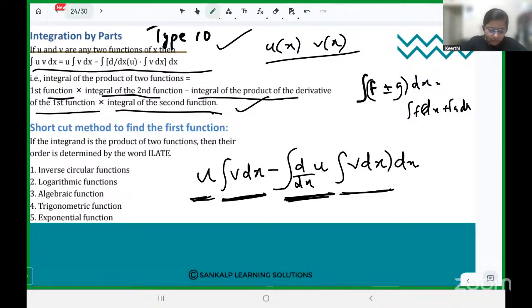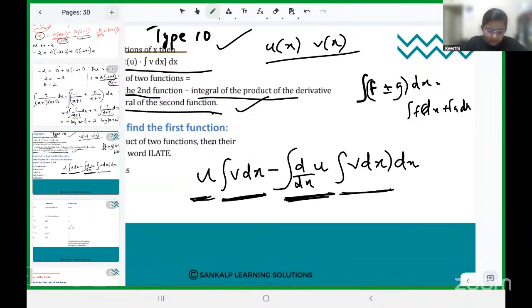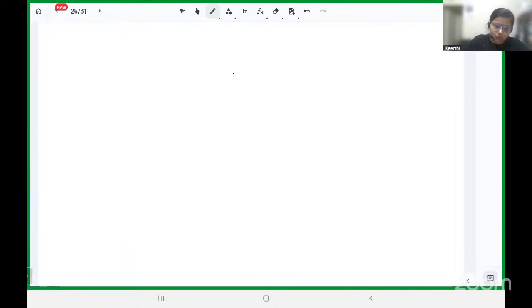All right, so we'll do a problem from this, then you will understand the rule. For example, you take the integral of x into cos x dx. Is this the form of a function into another function? Yes. x is an algebraic function, or you can say it is a polynomial function, and cos x is a trigonometric function. It is written as a product of two functions.